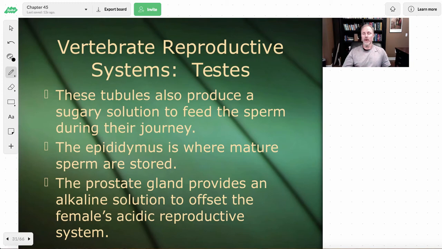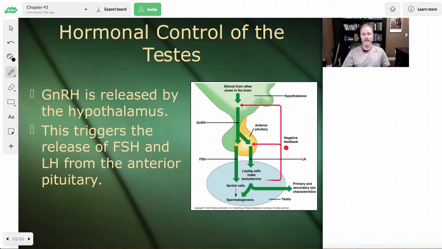Okay, the prostate gland is a gland in the male reproductive system. Males have them, females don't. It provides an alkaline solution to offset the acidic environment of the female's reproductive system.